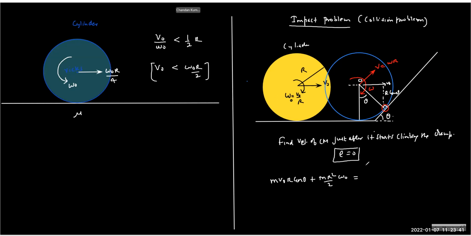Now after it starts climbing the ramp, the angular momentum can be written directly about the bottom, and that is 3 by 2 m r square omega. Okay, and then we're done. So V naught cos theta plus omega naught r is V naught, so this is V naught by 2. And omega r is V. So in the end we got 3 V equals 2 V naught cos theta plus V naught. So V turns out to be V naught times (2 cos theta plus 1) by 3.